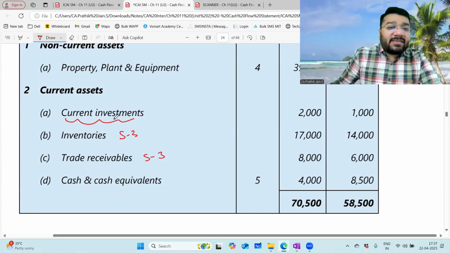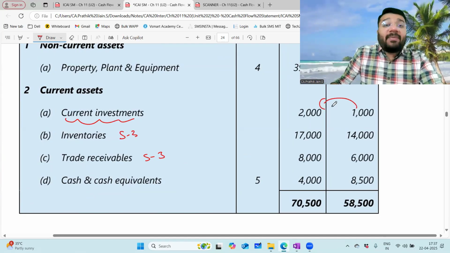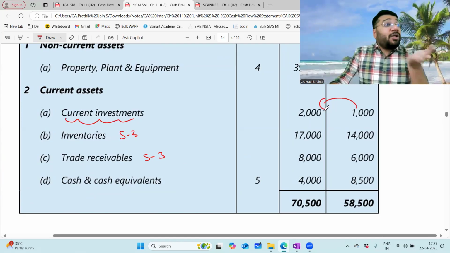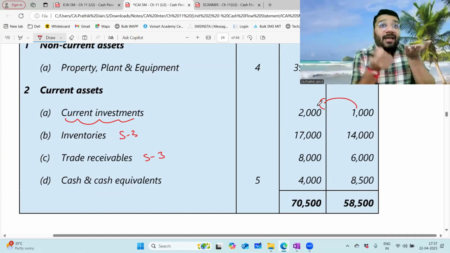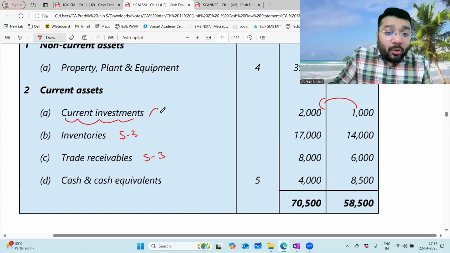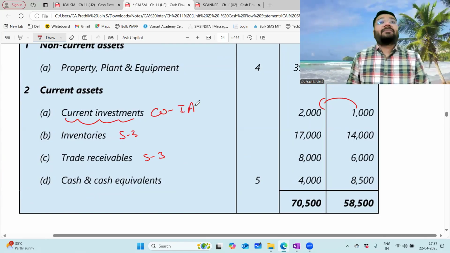So this is my investing activity. Now what is happening? From 1,000 became 2,000. So investment increased. To increase investment, I have to pay money. No? Cash outflow has to happen. So this is cash outflow of the investing activity.